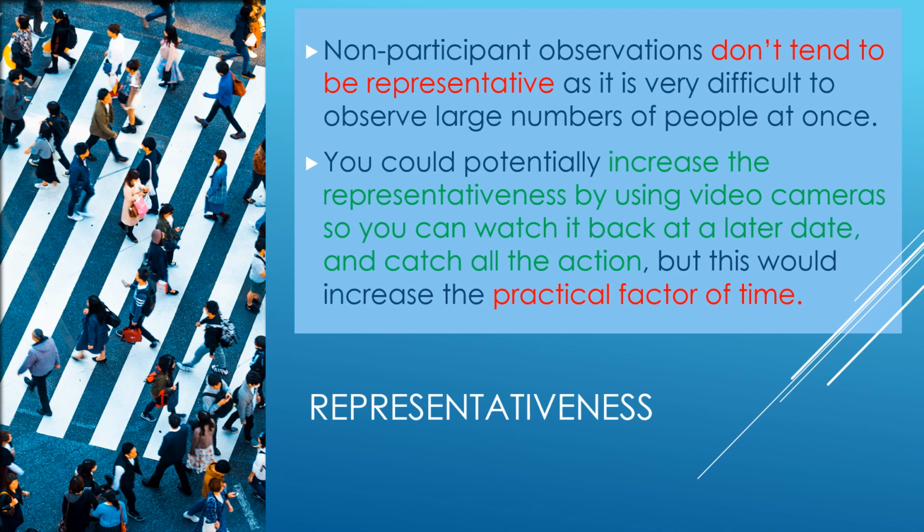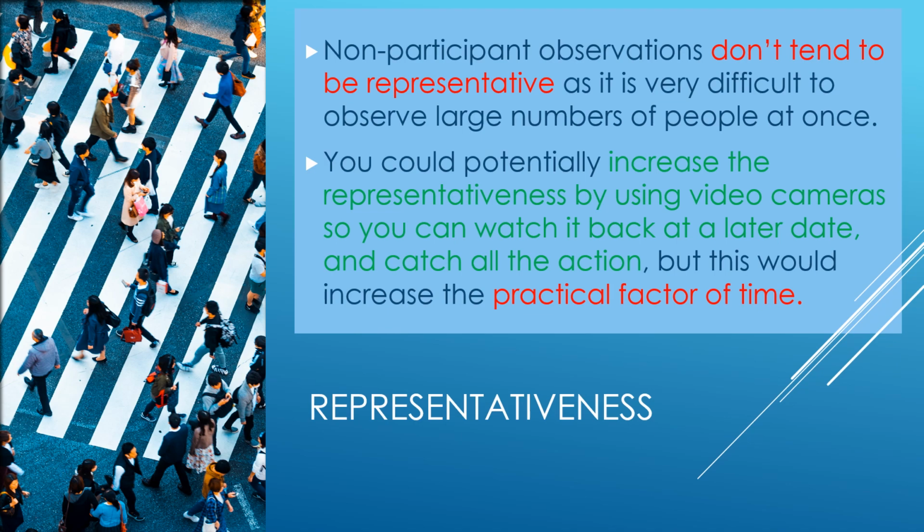Now, non-participant observations don't tend to be very representative. It's very, very difficult to observe thousands of people at once. You could do 10, 15, 20, 50, maybe even up to 100 in one observation, but you're not going to be able to observe thousands. So the representativeness is limited. Now, it's usually higher than participant observation, but on the whole, it's low compared to other methods.